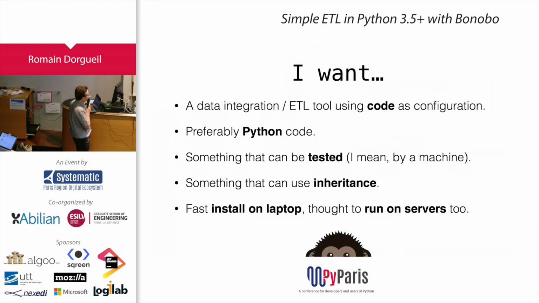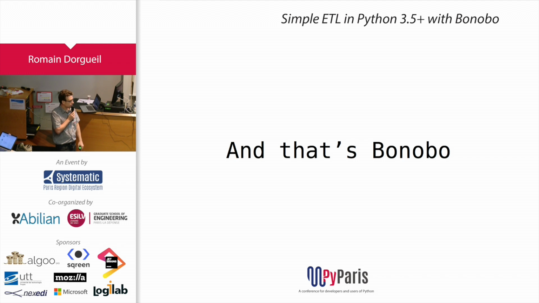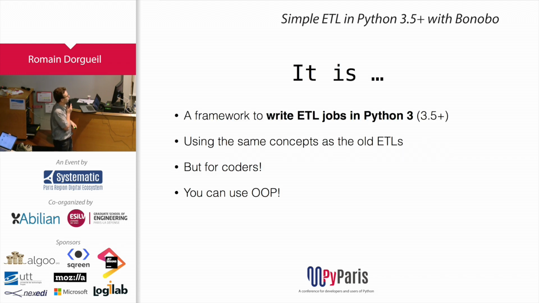So what I really wanted was a data integration tool like the one I knew, like Pentaho, but using code as configuration, preferably Python code, for no real good reason except the fact I liked to write Python. Something that I can test automatically, that can use object-oriented programming, and that I can use both on my laptop, really fast to install, and on servers. And that was not Bonobo at the time, that was another library written for Python 2.7, but today basically it's the concept that brought Bonobo.